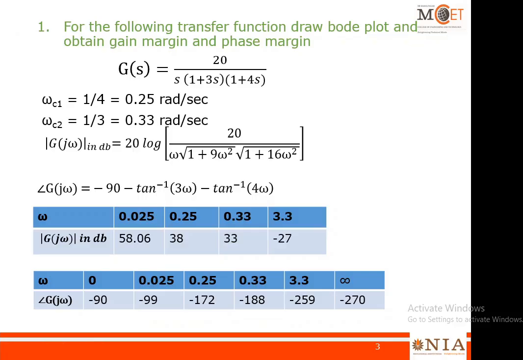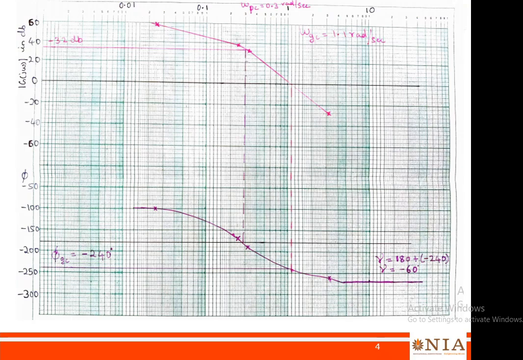The first point is 0.025 and 58 dB. So where will 0.025 come? This is 0.01, am I right? This will be your 0.02 and this will be your 0.03. So in between 0.02 and 0.03 you will have 0.025. I have taken that point and the magnitude is 58, so I think this line is 58, and this is the point. Likewise, please do it for all other three points.